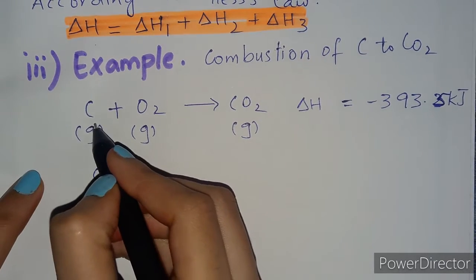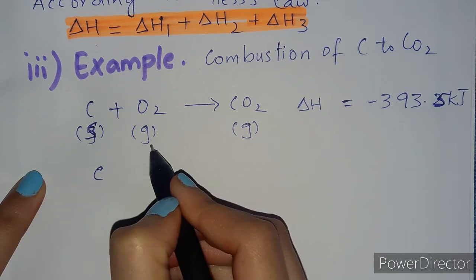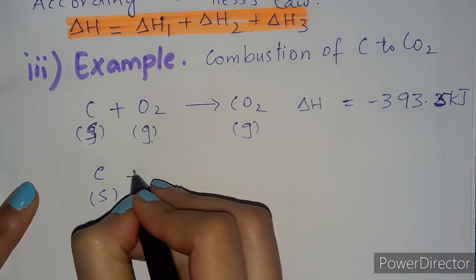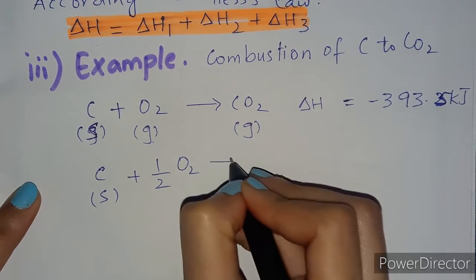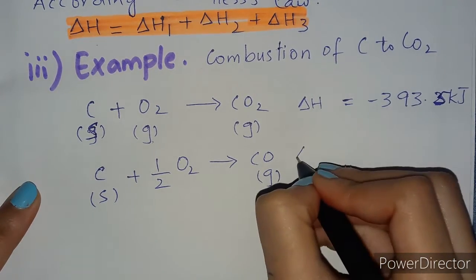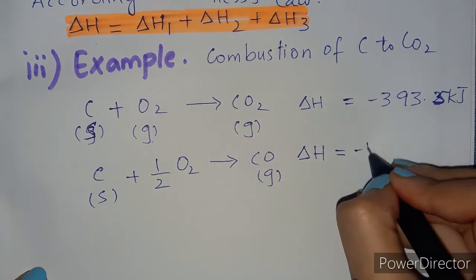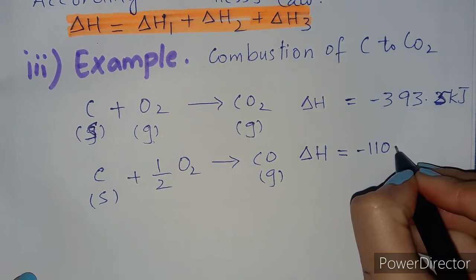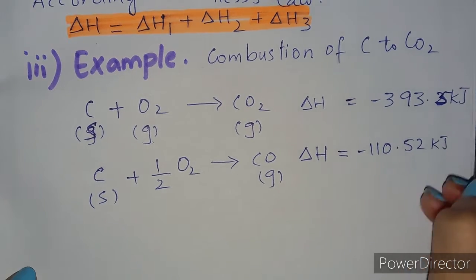Here carbon is in the form of solid and oxygen in the form of gas. Then carbon in the form of solid plus half of oxygen gives carbon monoxide, which is a gas. And here enthalpy is included, which value is minus 110.52 kilojoule.